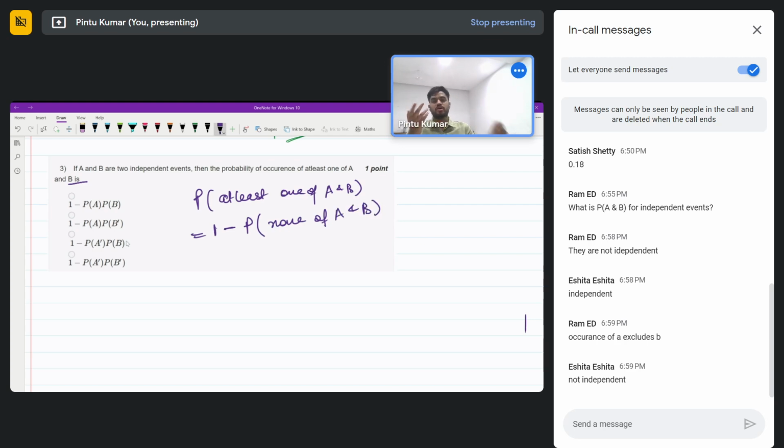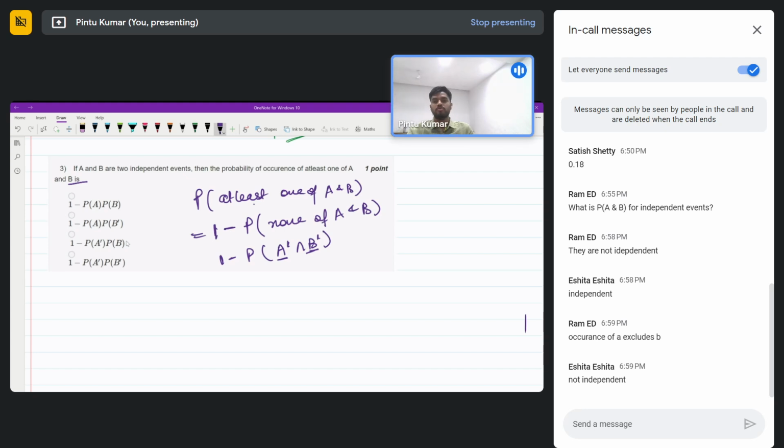So the complement of the event that at least one of A and B occurs is that none of A and B occur, right? So this probability is given by 1 minus the probability of none of A and B. That is A complement intersection B complement, right? None of A and B means that A is not happening and B is not happening.